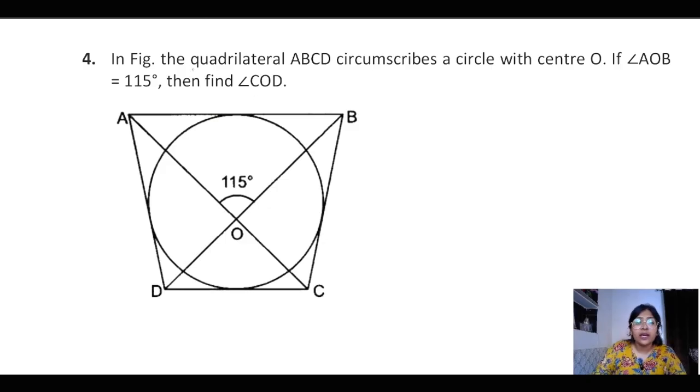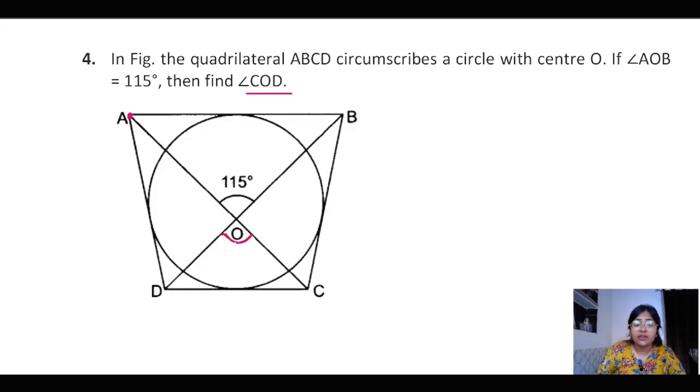In the given figure, the quadrilateral circumscribes a circle, which means the quadrilateral is outside the circle and touches the circle at 4 distinct points. So we can draw two tangents from the point A, two tangents from the point B, as well as from C and D. Let's see what they are asking. Angle AOB is given as 115. They are asking to find the value of angle COD.